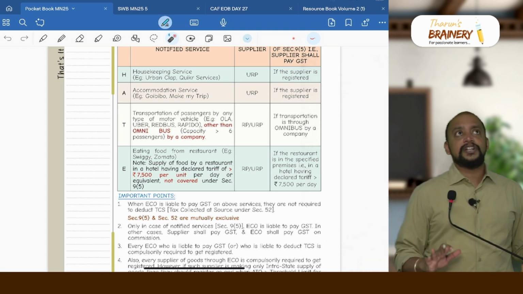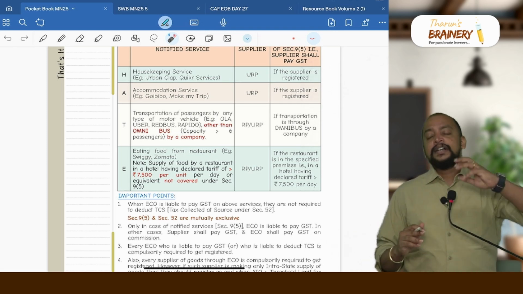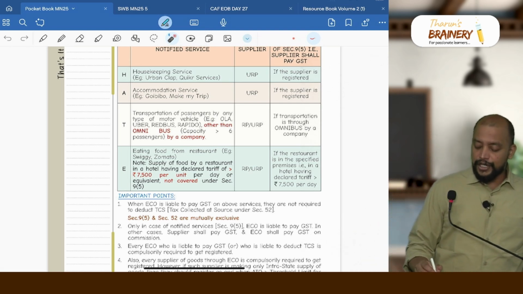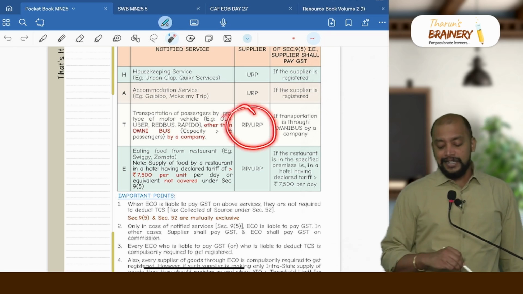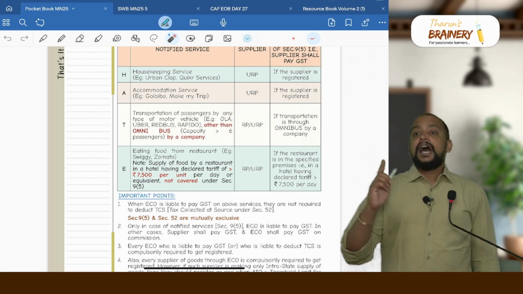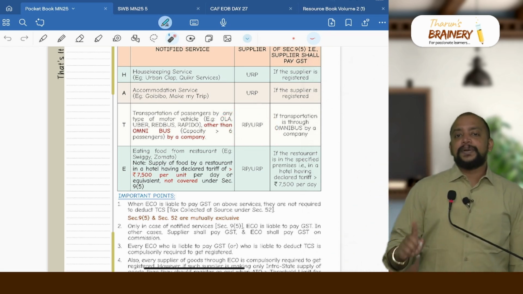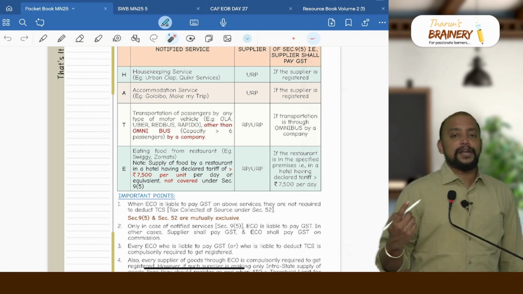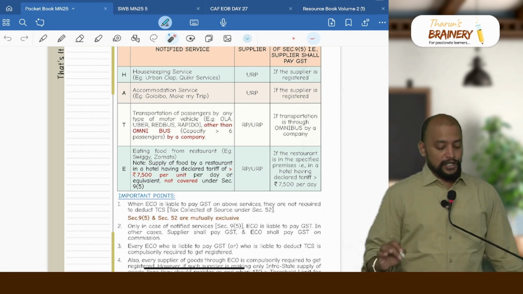So therefore, generally, for transportation of passengers by any motor vehicle, the liability to pay GST is on the e-commerce operator, let the supplier be registered or unregistered. However, if that is by a company and that too in an omnibus, then it will be covered under FCM, so the supplier only will pay GST, the e-commerce operator will not pay GST.